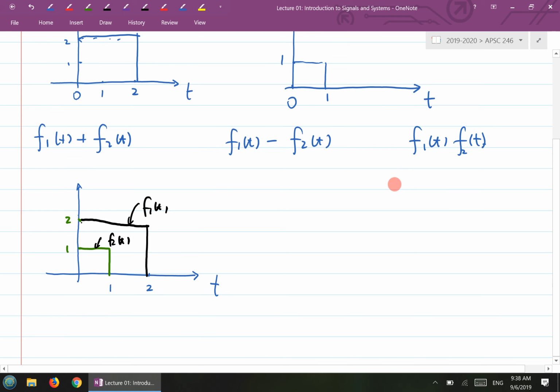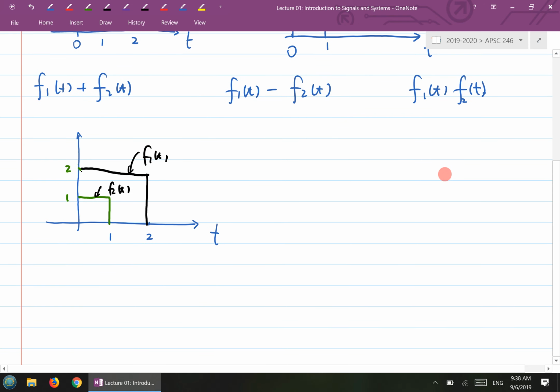Okay, so now I'm ready to do this addition. To make it a little easier, I'm going to redraw another coordinate system right at the bottom. To make it straightforward, the way I draw the one here is exactly at the bottom, so you can align everything together. So we're looking for f1 of t plus f2 of t. That's the new function that we're looking for.